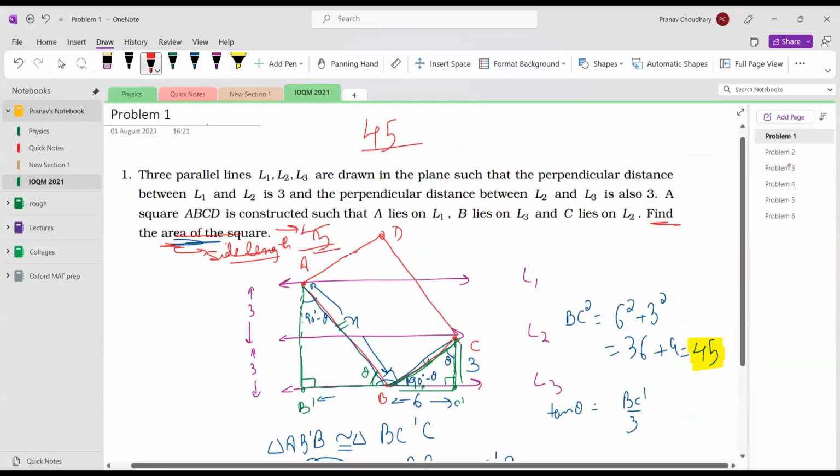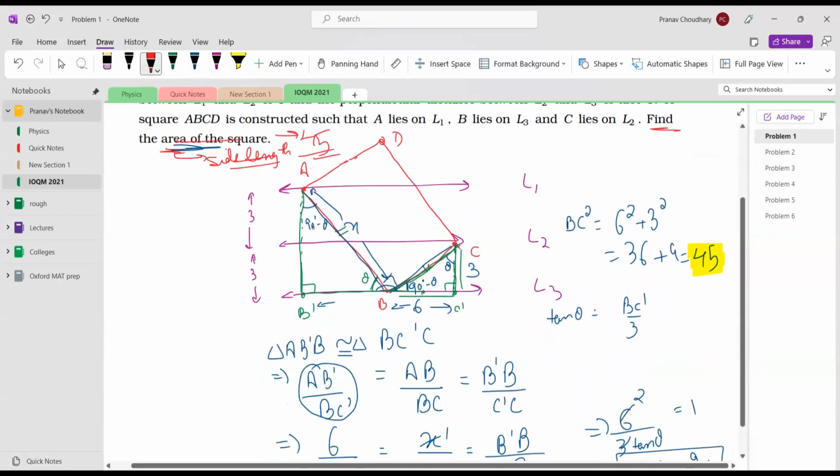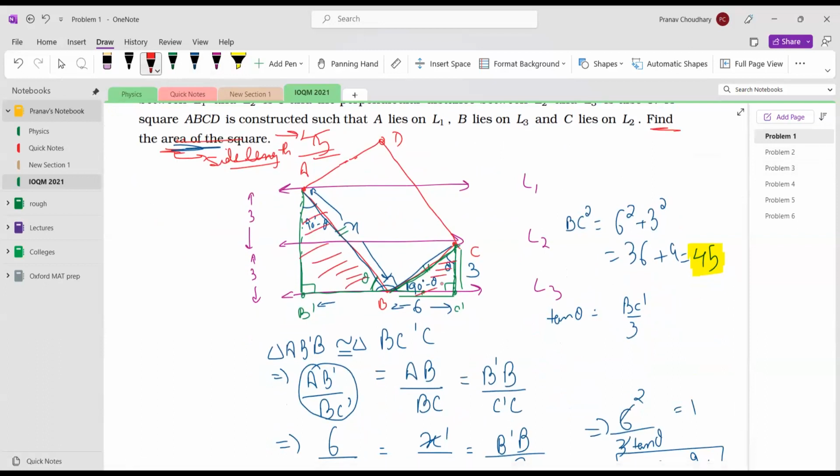Okay, so I hope that was clear. The main idea was finding these two congruent triangles, or even similar. That does not really change the solution.